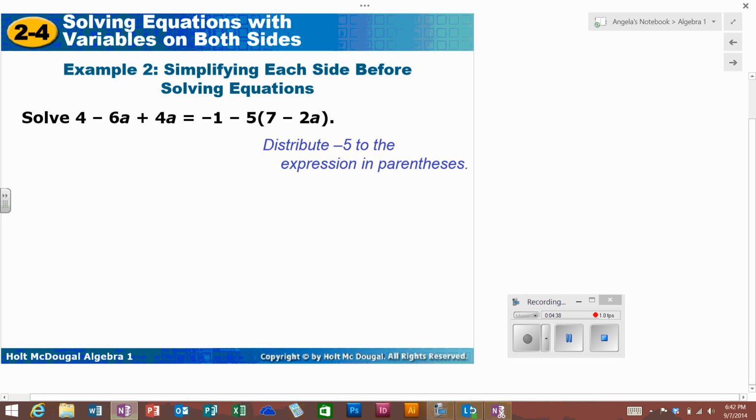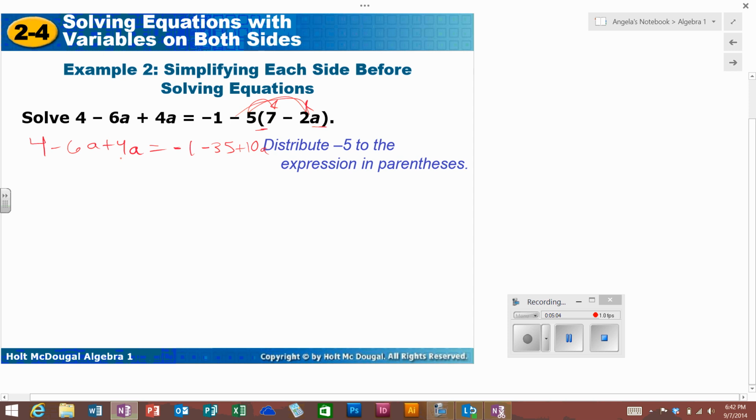All right, so we've got 4. This is a complicated one. And the first thing I see is I see parentheses. That means I'm going to have to distribute, okay? So I'm going to keep everything else the same. I'm not going to touch this side of the equation. I'm going to distribute my negative 5, so that becomes negative 35, and then a positive 10a. Okay?